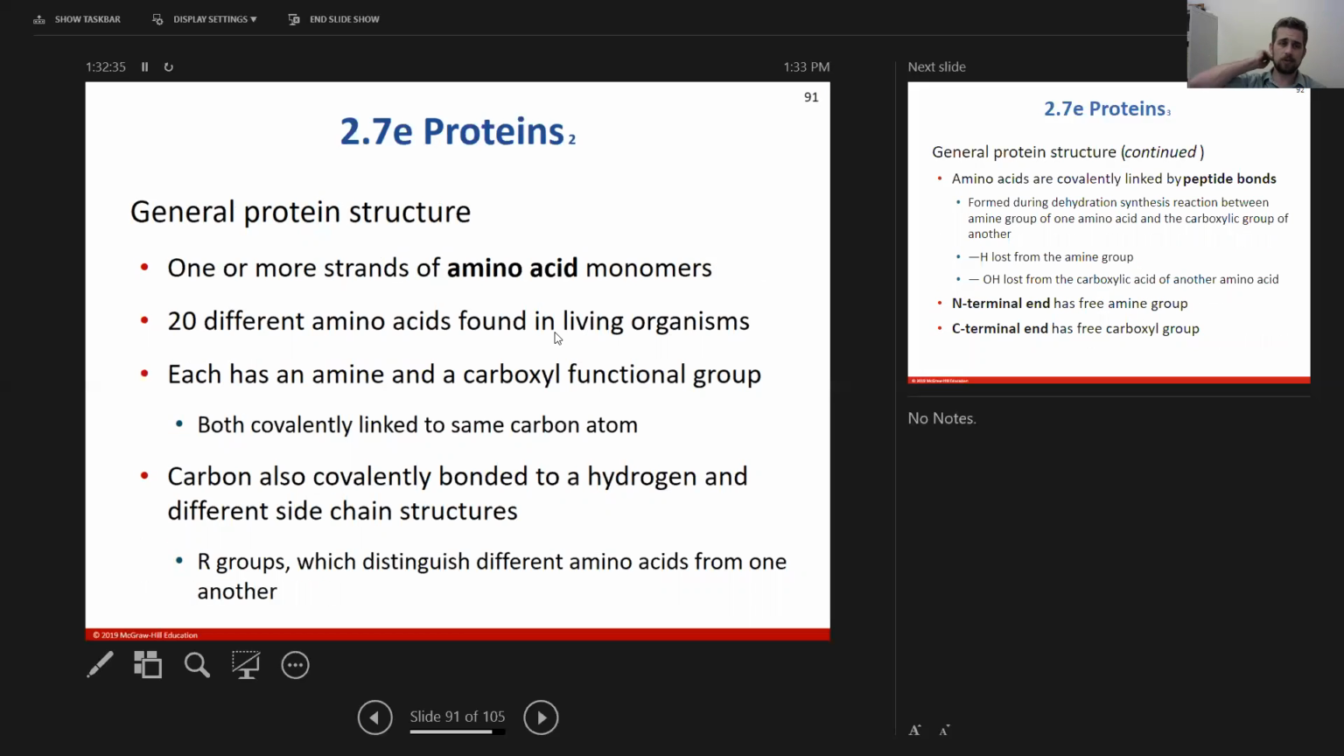Now you do have a general structure, which is a chain. We're gonna have a chain of what we call amino acids. And these amino acids are going to be monomers, and you're going to have 20 different types of amino acids, but the arrangement of the amino acids in the full chain is going to determine what type of protein we have.